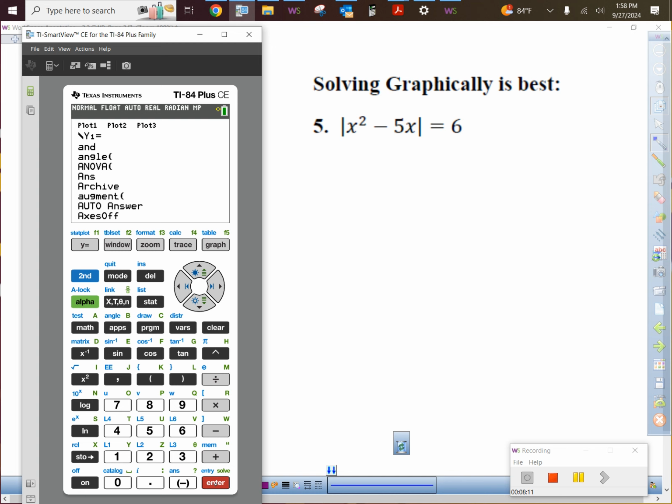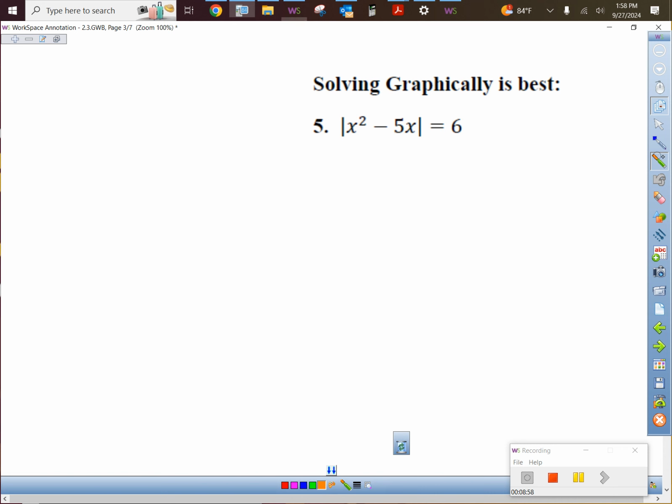I have a newer calculator, so it literally has the bars. If you have an older calculator, it'll say ABS with a parenthesis by it, right? So it's got that. I'm going to put x squared minus 5x. I guess I didn't really explain how we should graph this. Sorry. What you do is you graph the left side of the equal sign as y1, and you graph the right side as y2, and you're looking to see where they intersect each other, right?